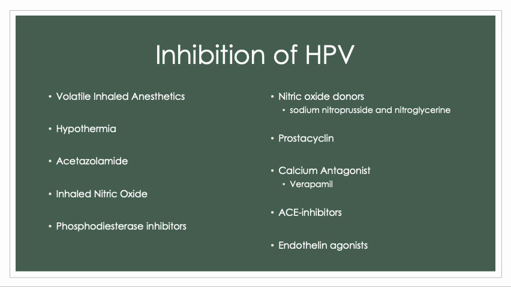Phosphodiesterase inhibitors, such as sildenafil, impair the breakdown of cyclic guanosine monophosphate, which is responsible for the action of nitric oxide and other vasodilators in the pulmonary artery smooth muscle cells. Nitric oxide donors, prostacyclin. This is a potent pulmonary vasodilator. It has potent pulmonary vasodilatory properties and may be administered either IV or inhaled. Prostacyclin, calcium antagonists, ACE inhibitors, and endothelial agonists.